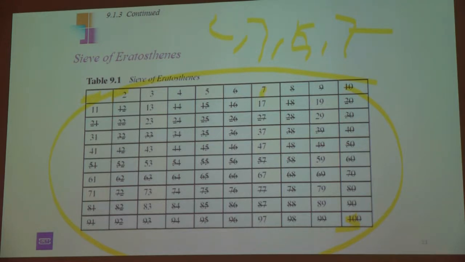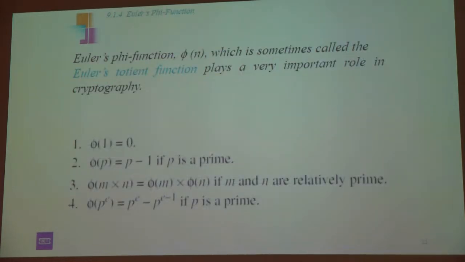The problem is this is for 100, and it took this much effort, right? Can you imagine if I need to know the primes less than 1,000 or less than 1,000,000? Maybe it's not useful to do it this way, right?